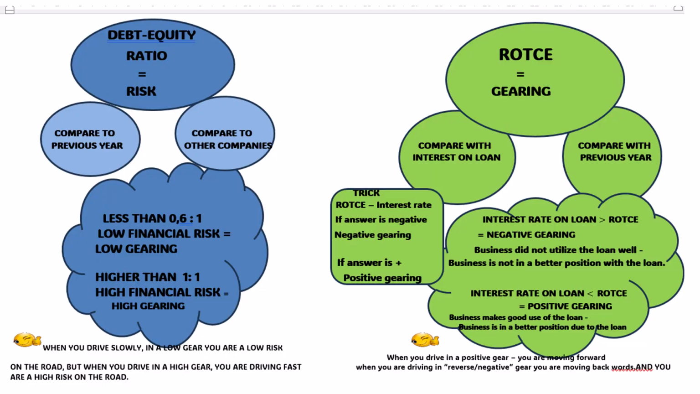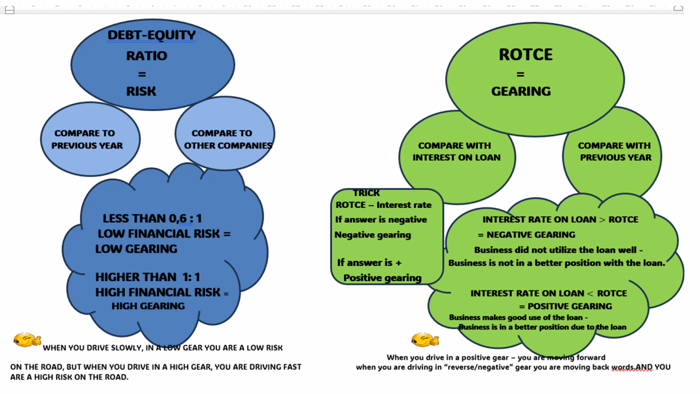Okay, there we have all our calculations. When we hear of a loan, then we look at, in the green, you will see your return on total capital employed, which we call gearing. You compare that with your interest rate. You can also compare it with your previous year.